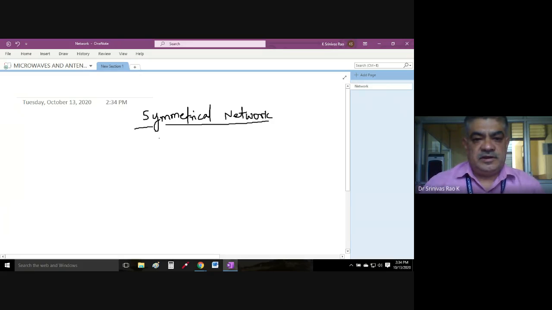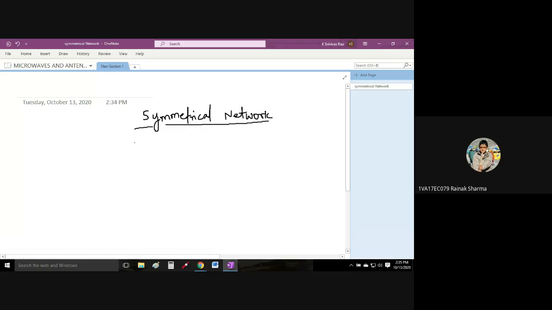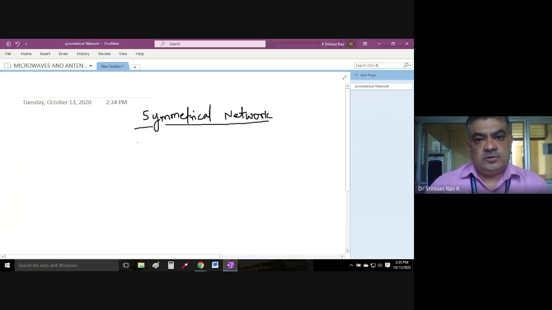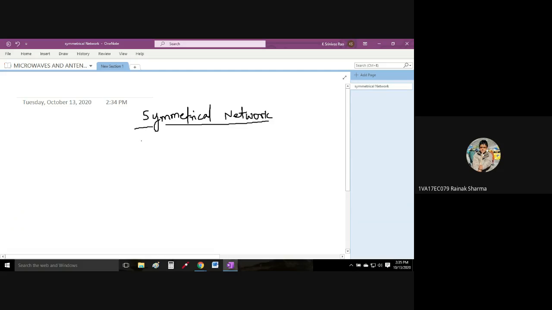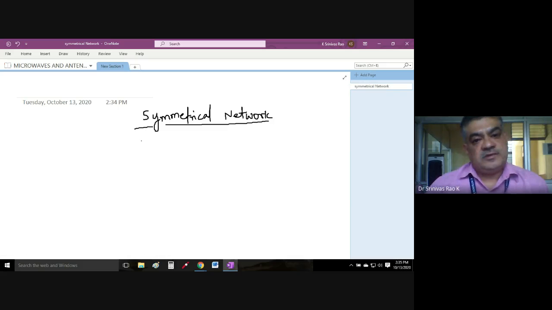So we talk about the symmetrical network. Can anyone tell what a symmetrical network is? We have discussed it a little bit in the initial classes. In the last class we did the reciprocal network. What was the important point we concluded in the end? Related to impedance, Z parameters: Z12 was equal to Z21. That is the reciprocal. Now for a symmetrical network, simple to remember, we have to prove that Z11 is equal to Z22.